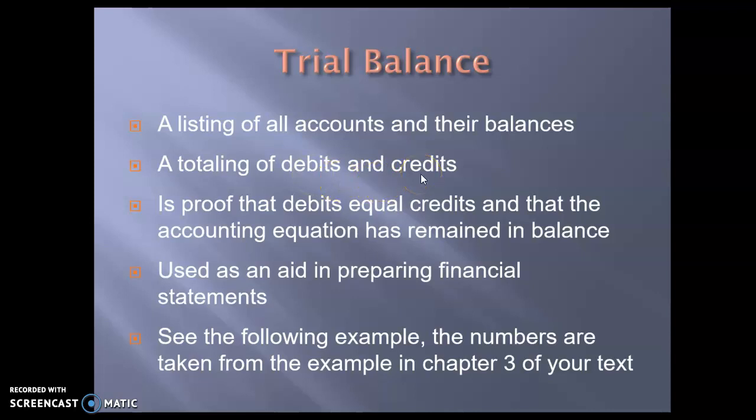Then we'll total the column with all the debits in it. We'll total the column with all the credit balances in it. And that's going to prove to us that the debits equal the credits. If they don't, that means we got a mistake in the ledgers and we got to go fix it. Okay? This is also proof, if the debits equal the credits, that our accounting equation is in balance. Okay, we can also use a trial balance to help prepare financial statements.